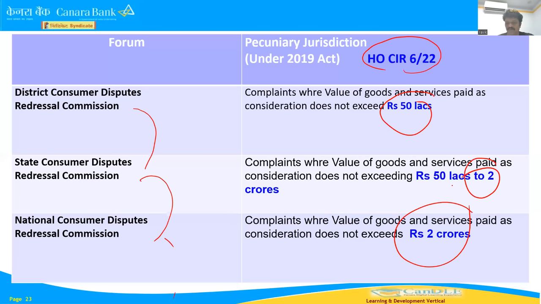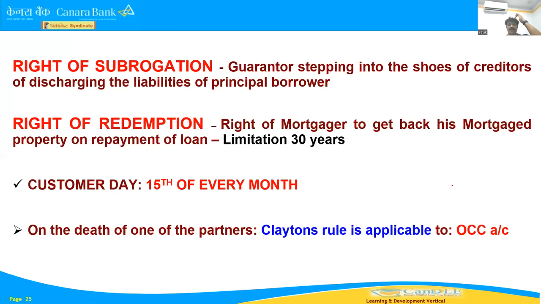Now, right of subrogation and right of redemption. Guarantor. See, once you have given a loan, there is a guarantor. The guarantor has paid the amount because your borrower is not paying. Then the guarantor can step into the shoes of the creditor, discharging the liabilities of the principal borrower. Okay? He can step into the shoes. That is called right of subrogation.